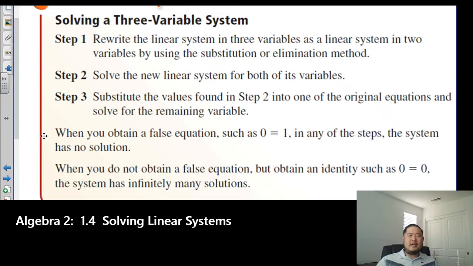The last part right here says when you obtain an identity, such as 0 equals 0, and not a false equation, the system has infinitely many solutions. Meaning if there's three lines, all three lines are on top of each other. That's why every single answer is going to be correct. So let's figure out how to do this.